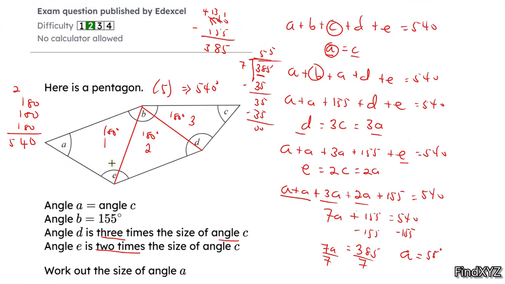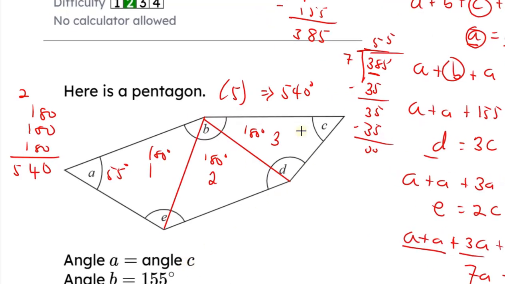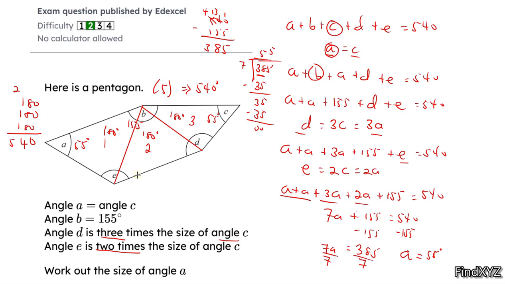Let's find out. If A is 55 degrees, what will be C? Now we know A is equal to C, so C is also 55 degrees. What is B? We know B to be 155. What is E? E is 2 times the size of C, but we know C is 55, and 2 times 55 will give us 110. And D is 3 times the size of C, and we know C is 55, so triple of 55 will give us 165. Now if we put all these together, we are supposed to get 540.